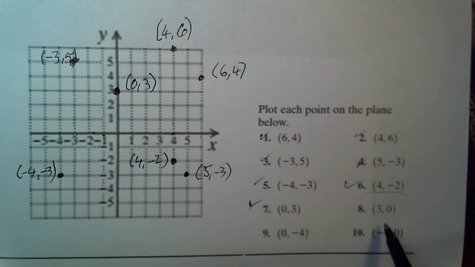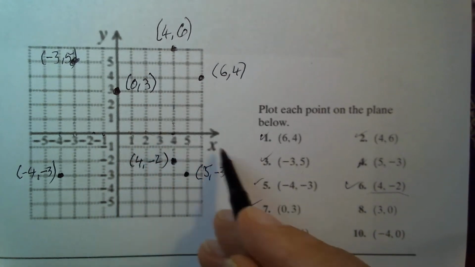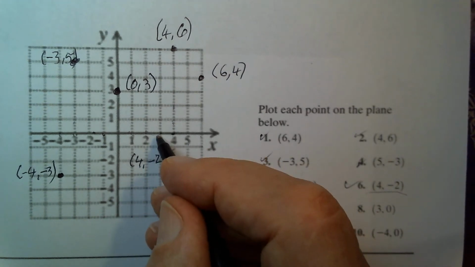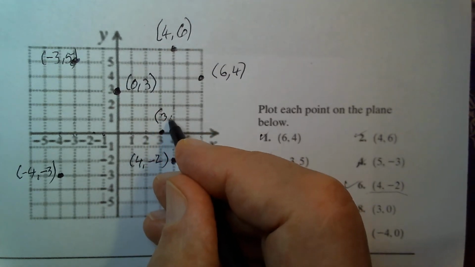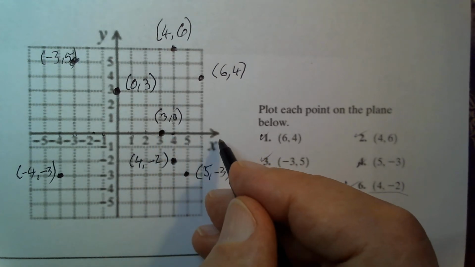And then the point 3, 0, well, that means we go 1, 2, 3 to the right, but this tells us we're not going up or down, we stay where we are. So this is a point 3, 0, and that point is on the x-axis, or the horizontal axis.